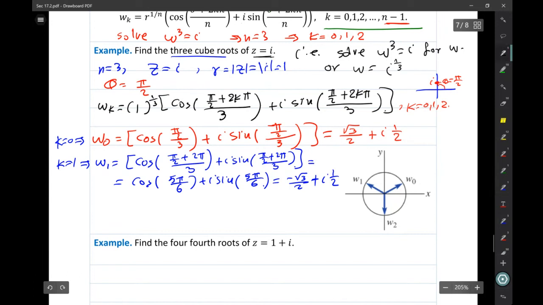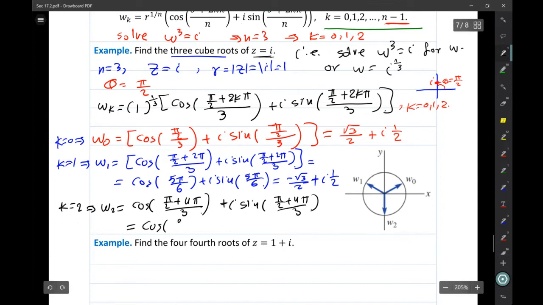Now the last root, when k is equal to 2: W2 is equal to cosine of π/2 plus 4π/3, plus i times sine of π/2 plus 4π/3, which equals cosine 9π/6 plus i times sine 9π/6, which is equal to 0 minus i, so it equals minus i.